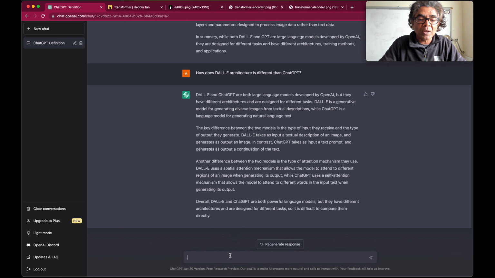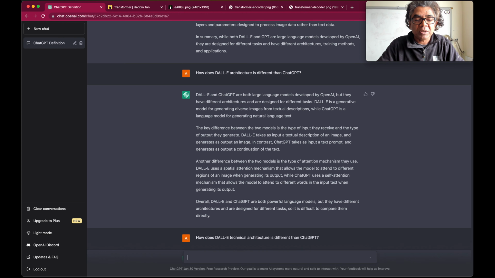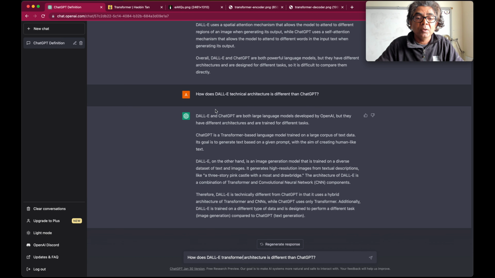If you want to go even deeper, you can ask about the technical architecture differences. So next, we are asking about the transformer architectural differences between DALL-E and ChatGPT. And as you can see here, DALL-E is actually using a combination of transformers and convolutional neural networks to generate the images.